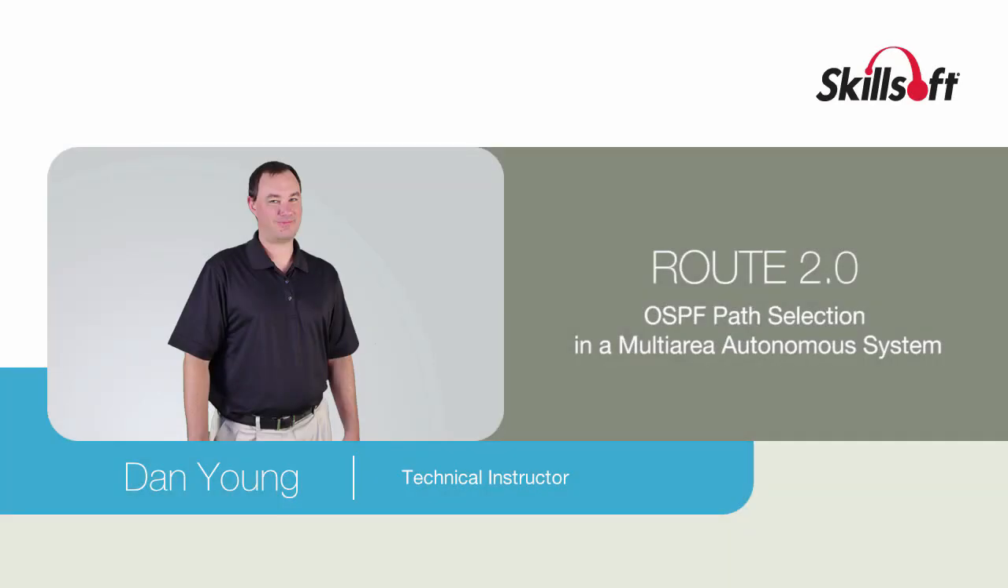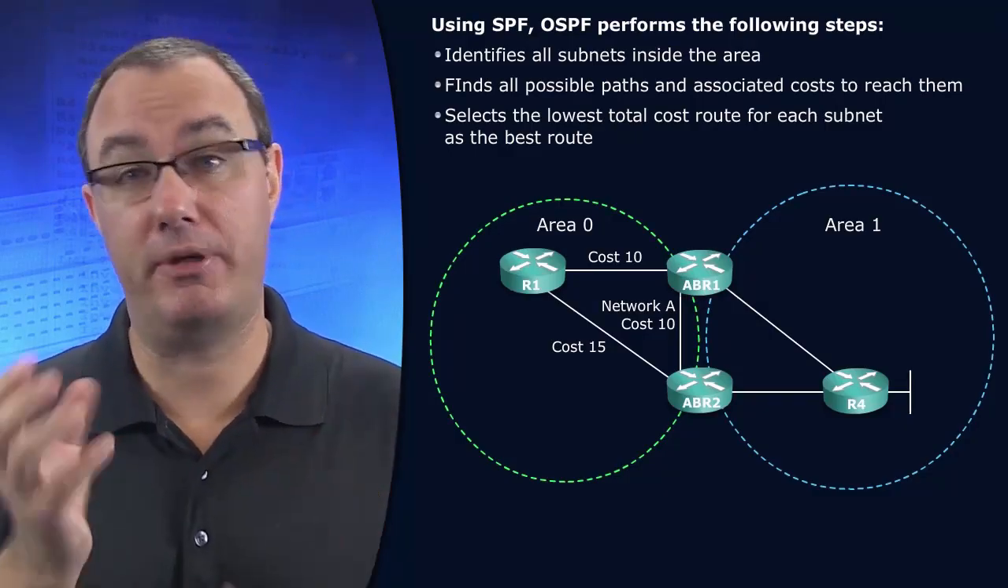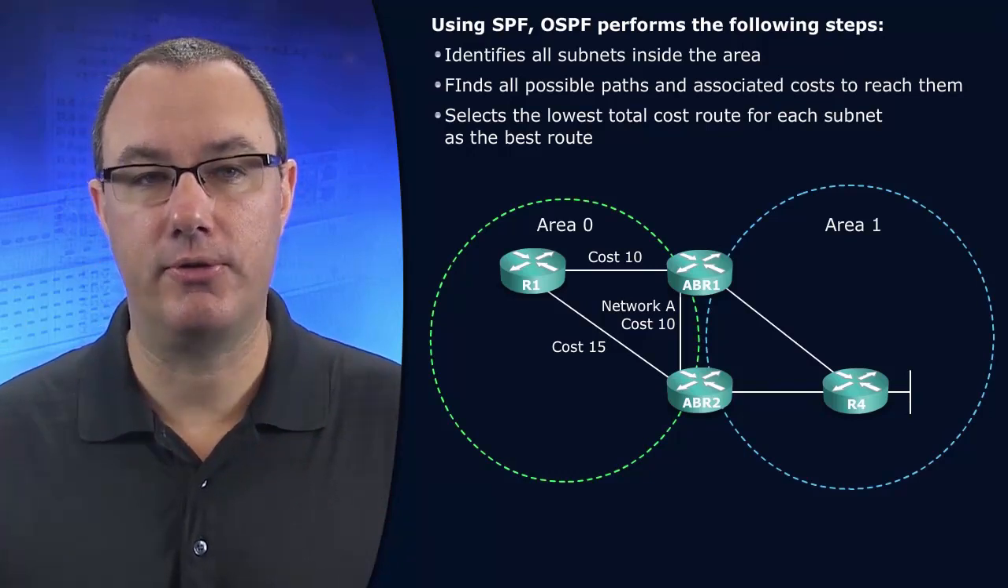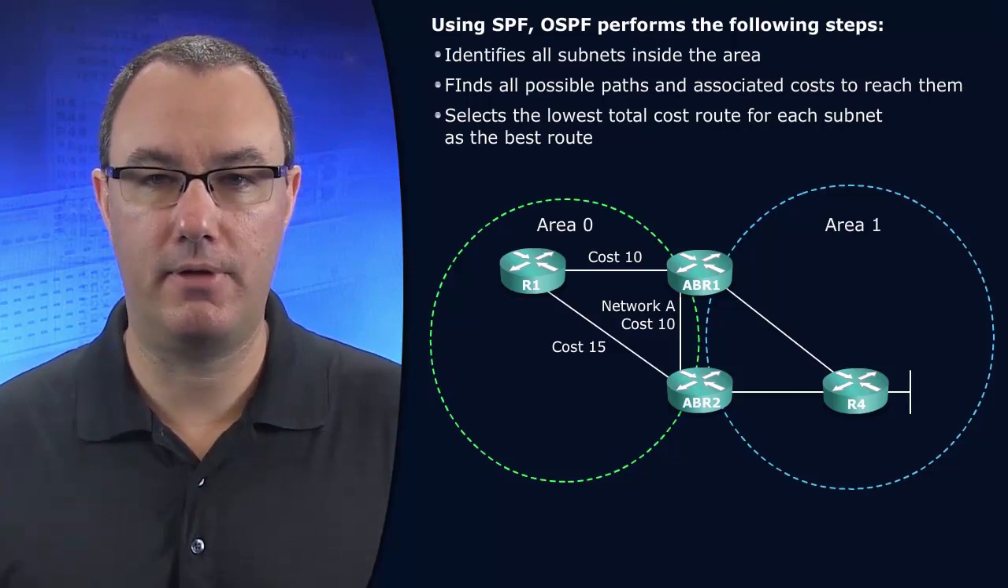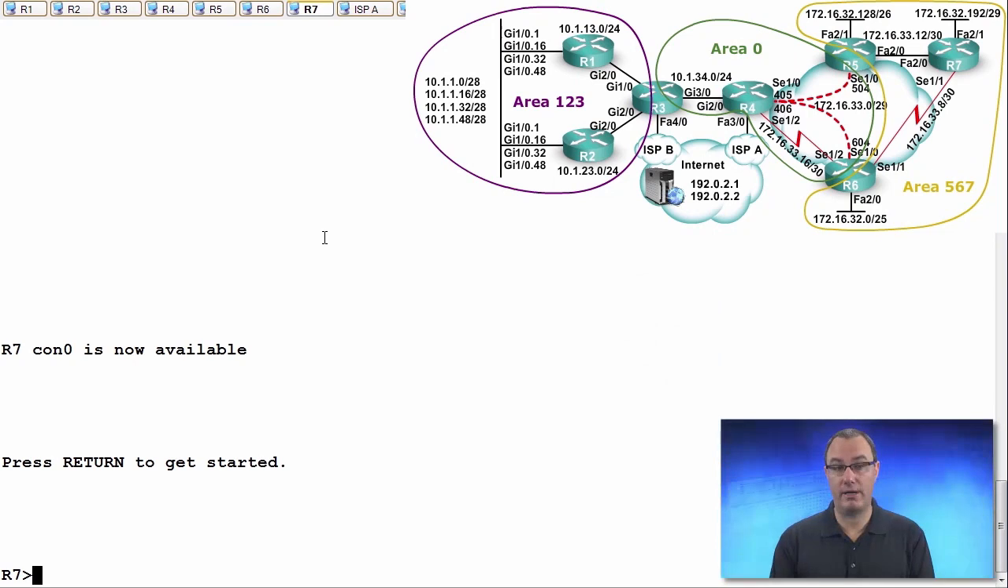OSPF gives us a hierarchical routing structure. Now, the routing table doesn't work hierarchically, but OSPF's information is certainly hierarchical, as are the areas. So how do we make this work? Well, let's go through it. Let's look at first our routing table.